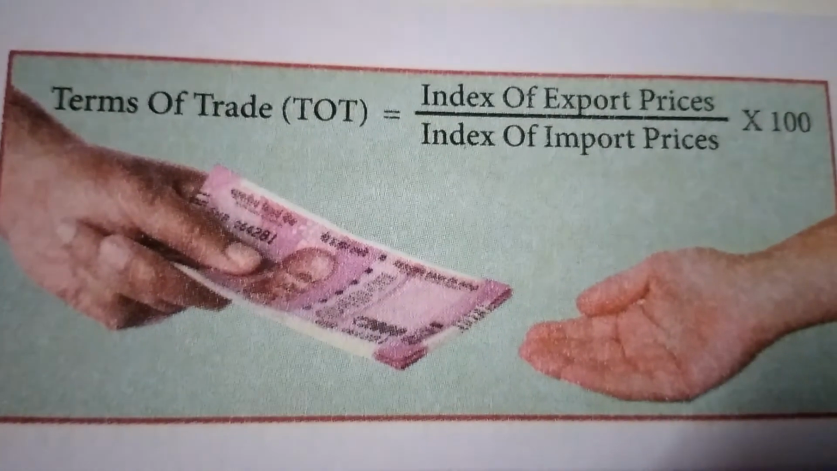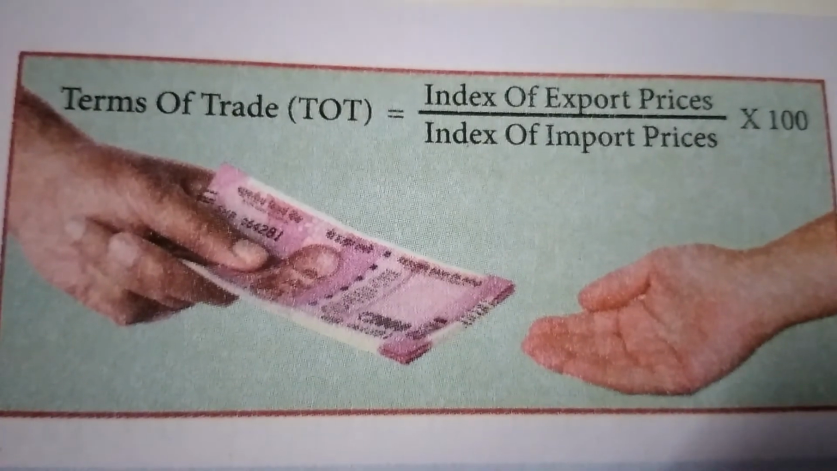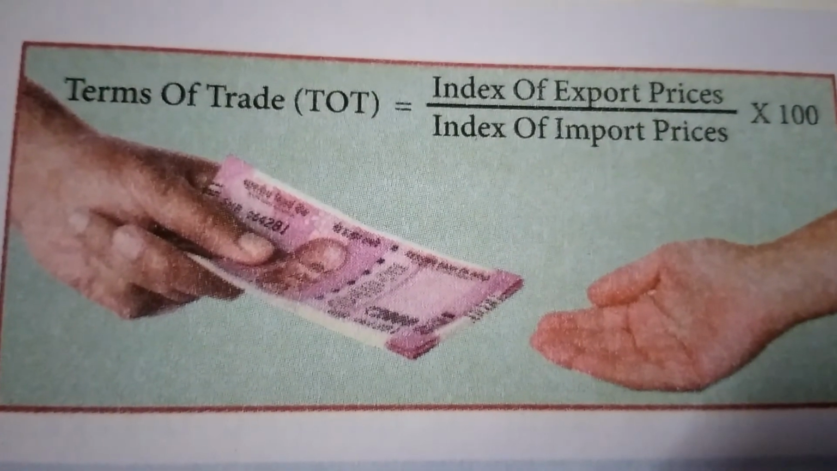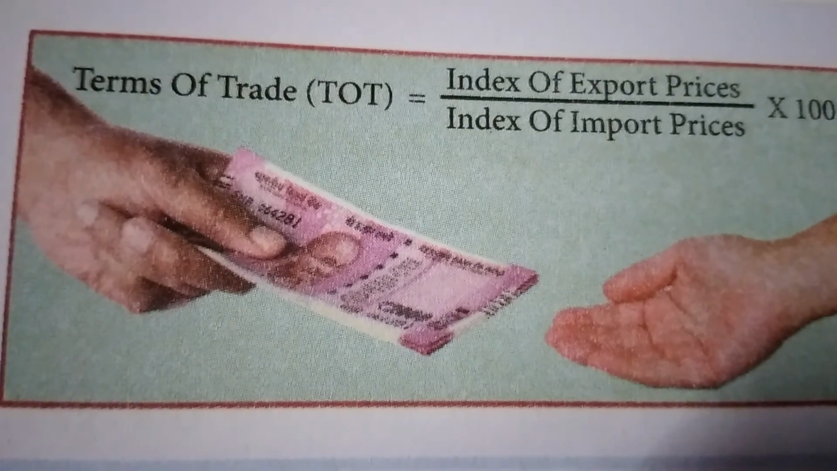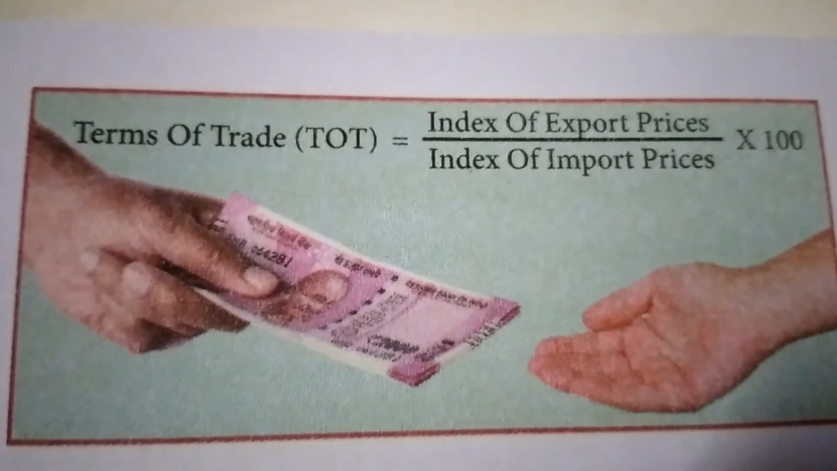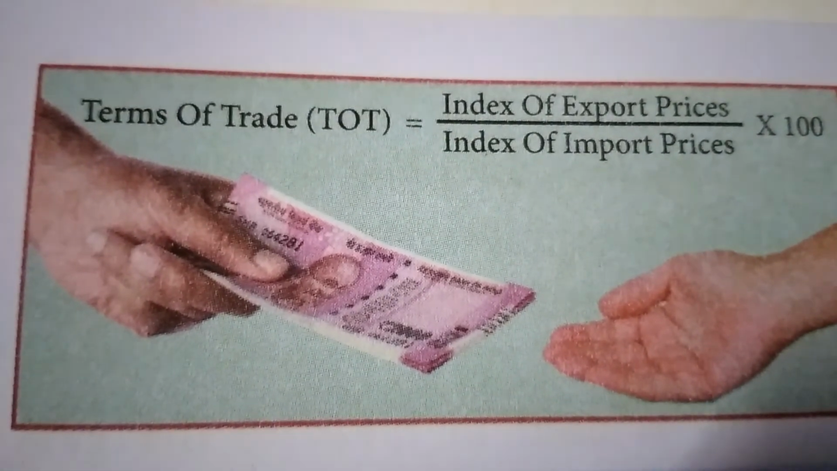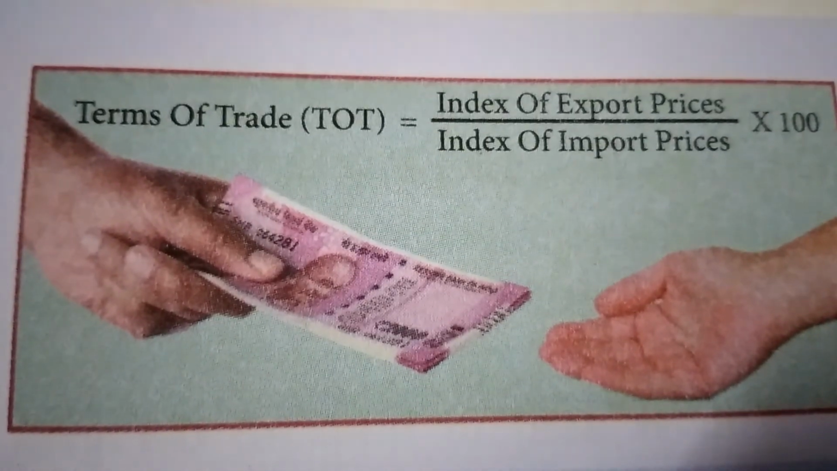Today we saw the gains from international trade: efficient production, equitable distribution of scarce materials, general advantages of international trade, and the terms of trade, their meaning and types. Tomorrow we can see the terms of trade briefly.